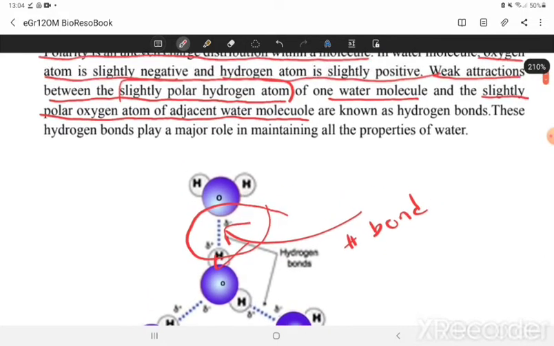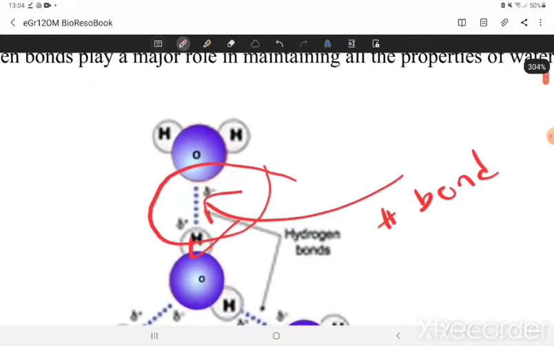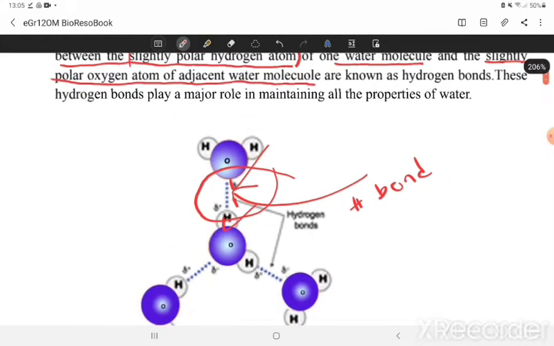And then they say, and also between the slightly polar oxygen atom of the adjacent water molecule. So not of the same water molecule, but of the adjacent water molecule. So we have H delta plus of one water molecule and O delta minus of the adjacent water molecule. I hope you got it. So we can look at that again.